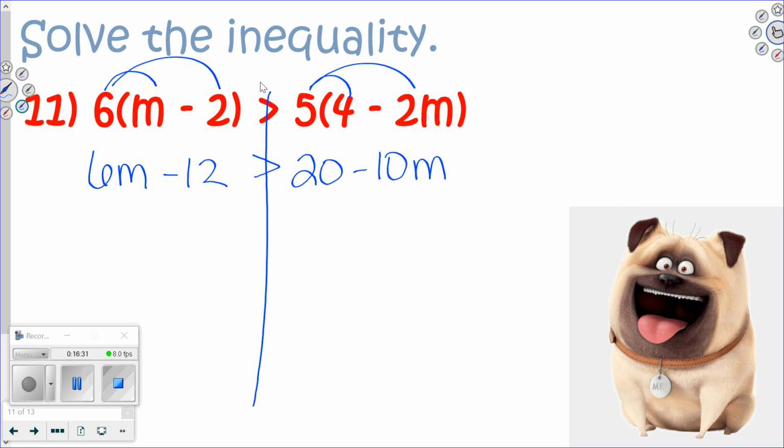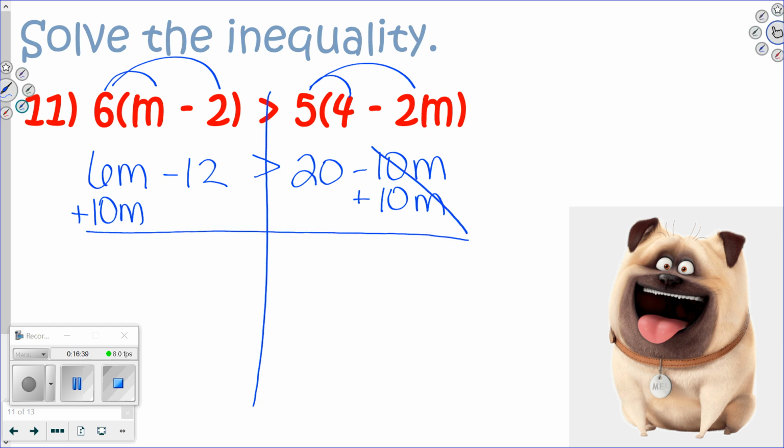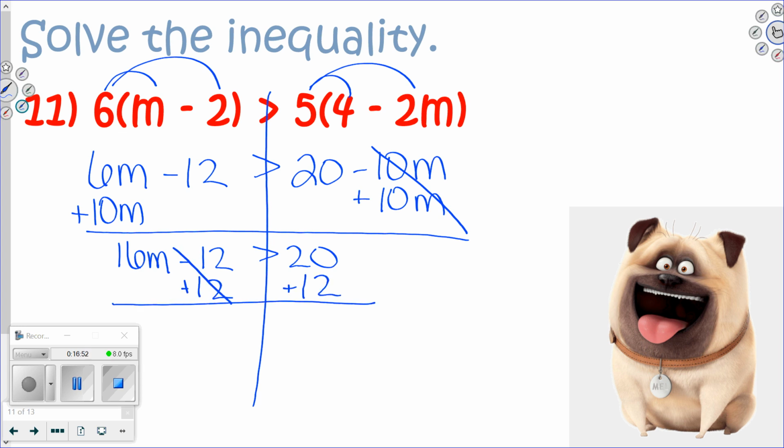All right. From there, guys, I always move my m's next. So we will add 10m. So we have 16m minus 12 is greater than 20. Good. We'll add the 12. Good. Good. Divide by 16.